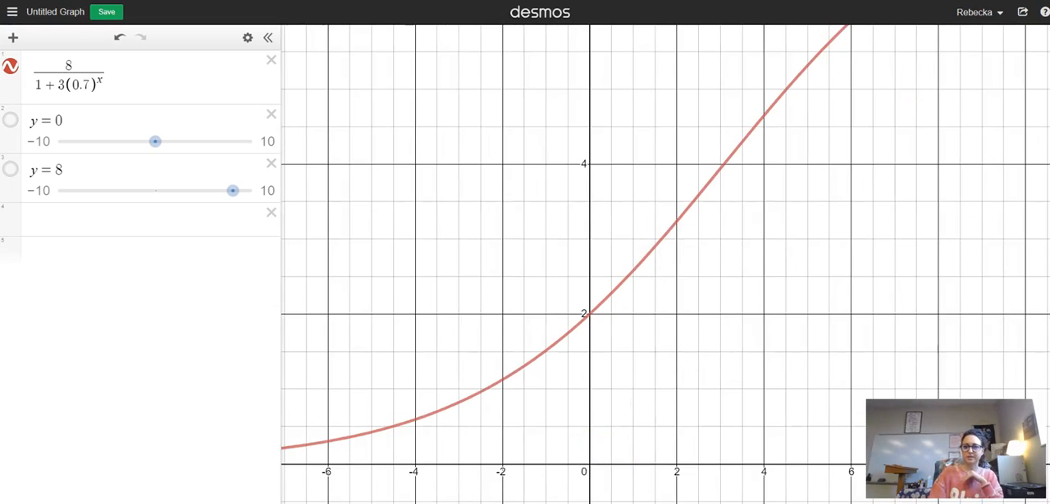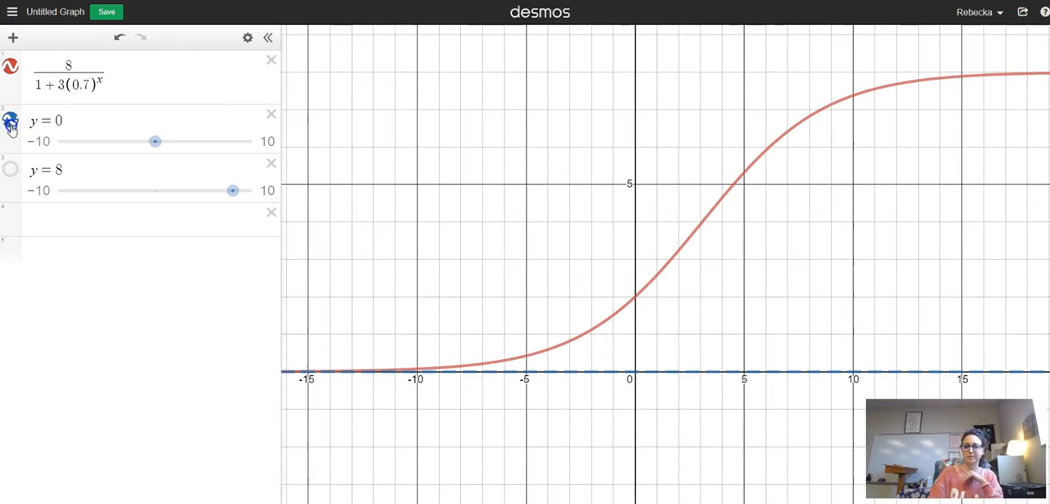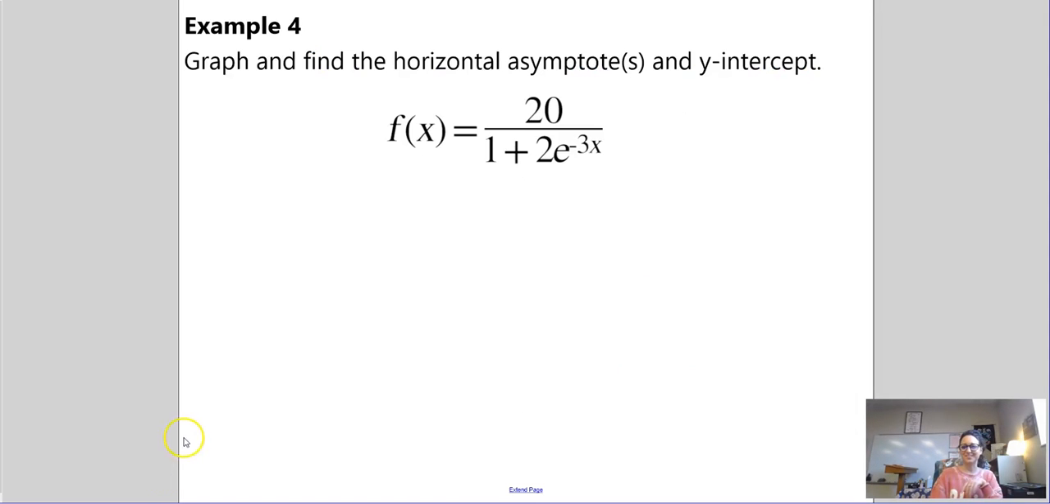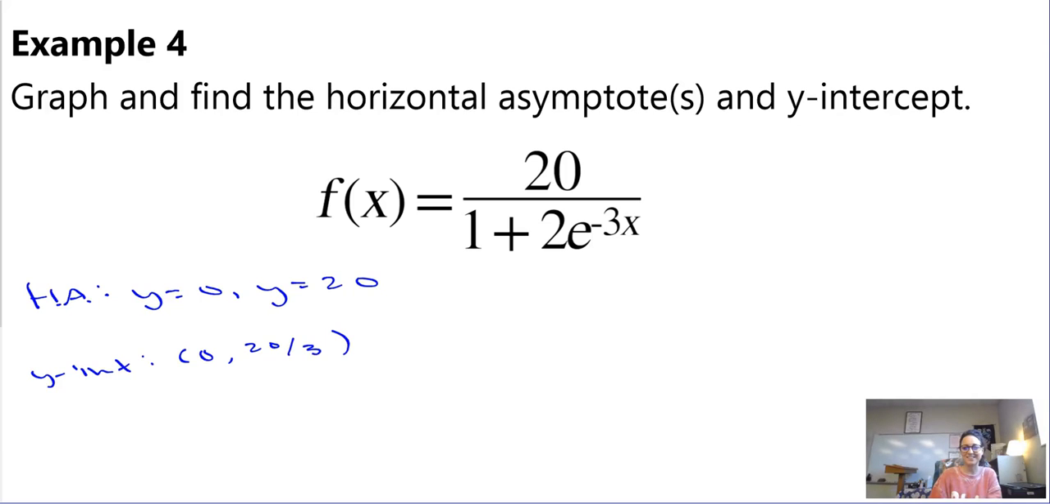All right, now let's take a look at our asymptotes. We got y equals 0, which looks great, as well as y equals 8, which looks awesome as well. Force pause on your screen. Will you try example 4 on your own? All right, answers are on the screen. Go ahead and change anything if you need to, and I will see you all next time.